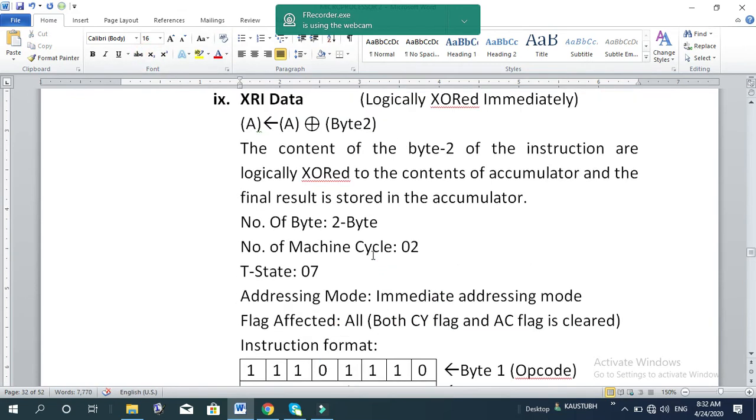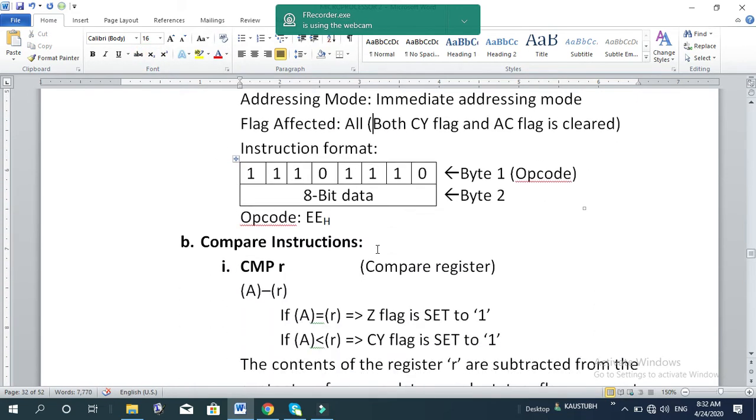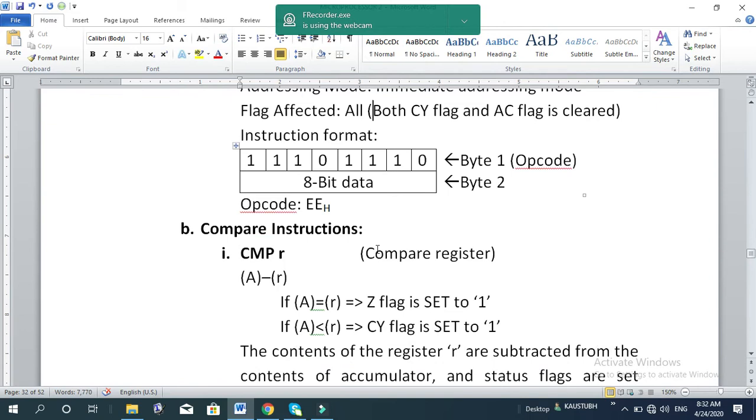Okay, so these are the 3 different instructions for 3 different basic fundamental logical operations: ANDing, ORing, XORing. ANA R, ANA M, ANI data for ANDing; ORA R, ORA M, ORI data for ORing; and XRA R, XRA M, XRI data for XORing. So a total of 9 instructions.